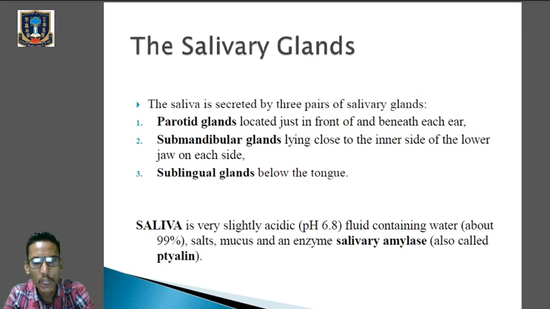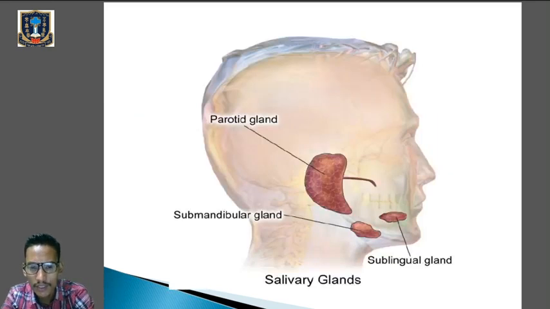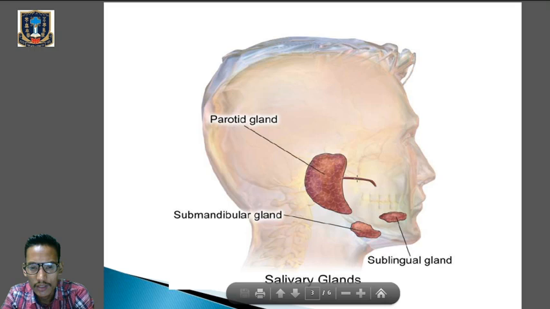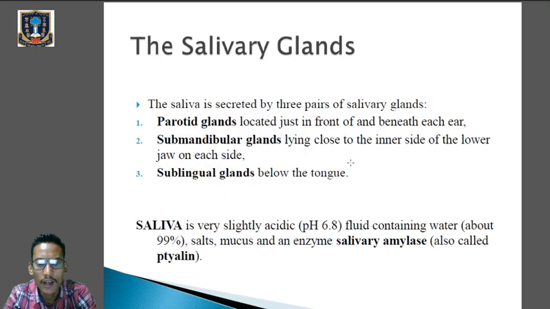glands and sublingual glands. So first one, parotid glands, located just in front of and beneath each ear. So you can see over here, this one is the parotid gland. This parotid gland is located just in front of and beneath each ear.